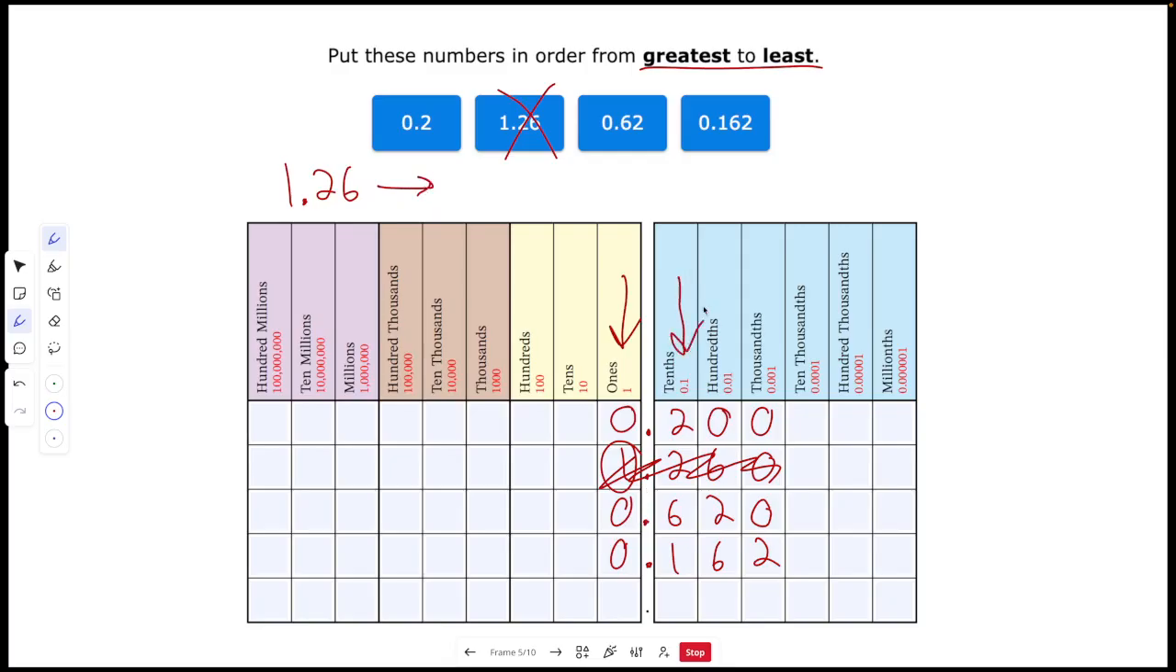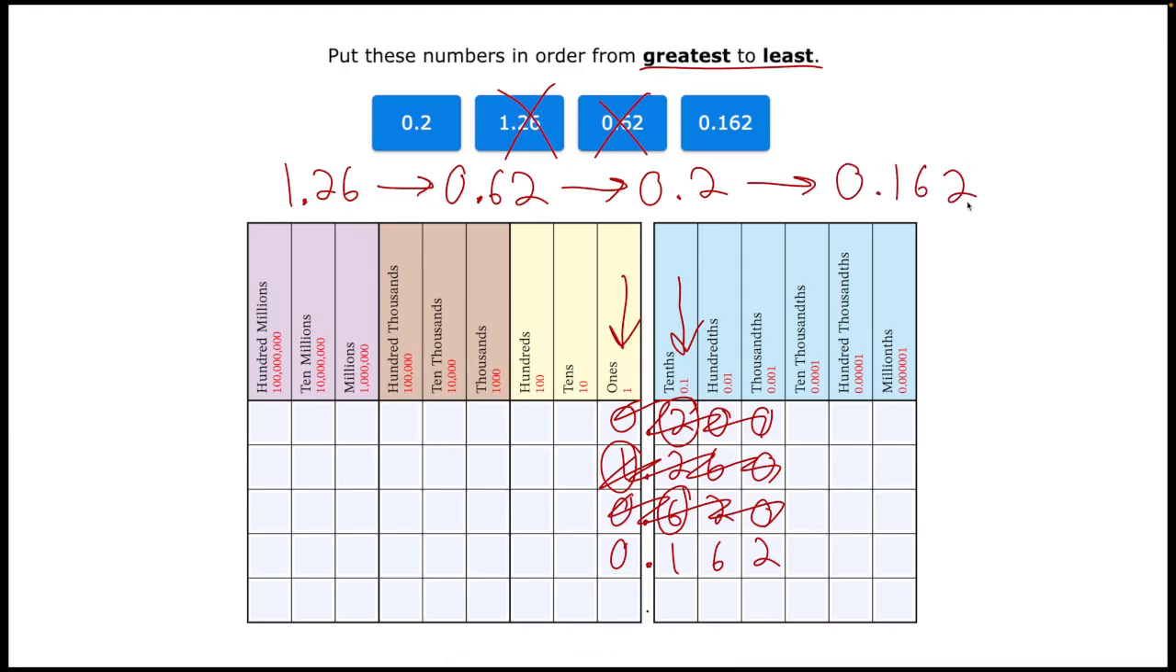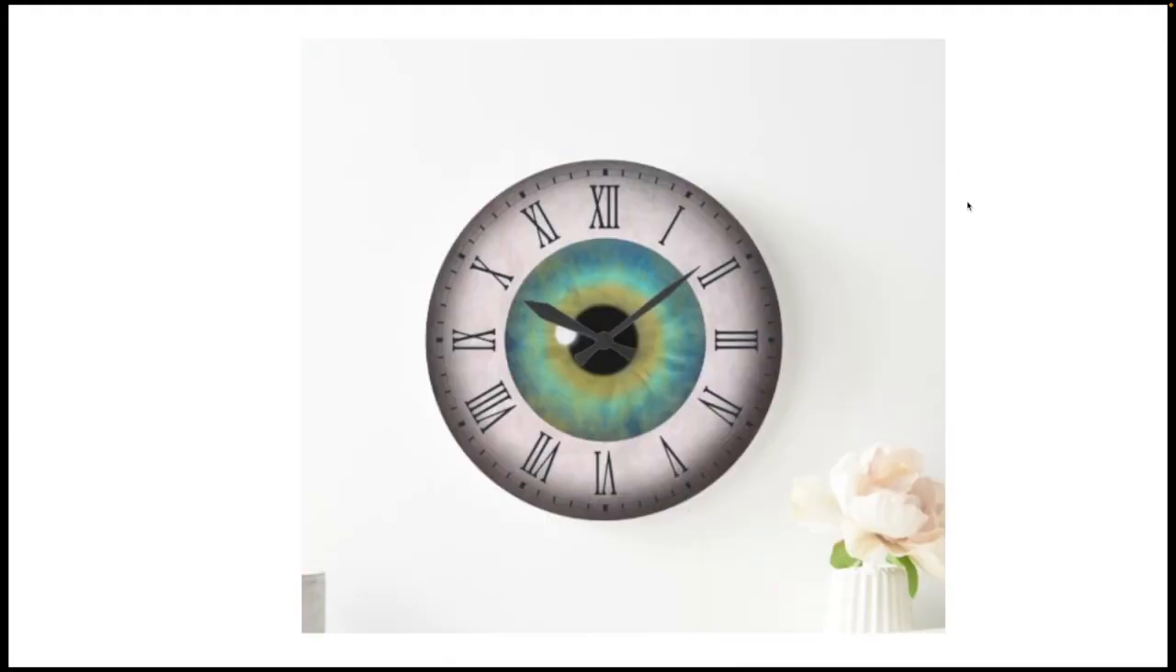So let's go to the next column, the tenths column. And we're going from greatest to least. So we're looking for big numbers here. The biggest number is 6. So 0.62 is our next biggest number. Cross it off. The next biggest number is 0.2. Cross it off. Process of elimination. The smallest number on this list is 0.162. Okay, so if there are gaps, make sure to fill them in with zeros.